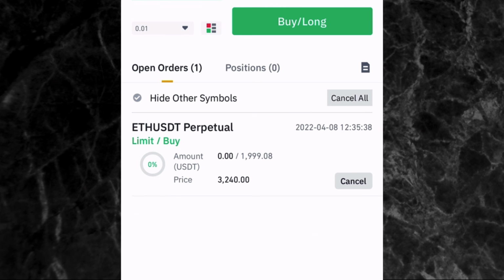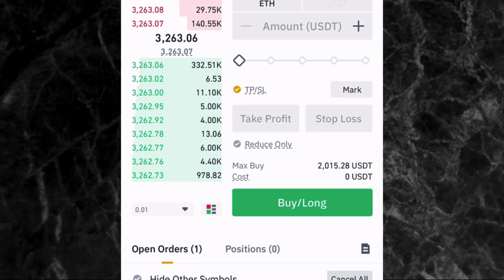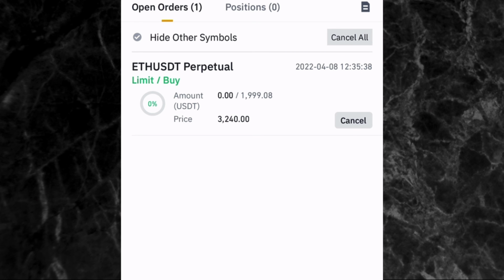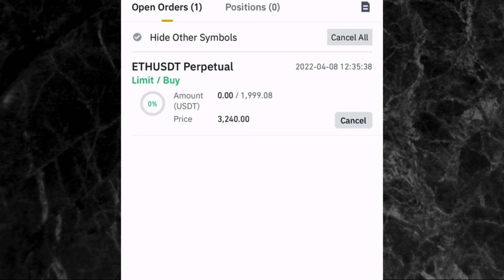Now, if you scroll down here, you're going to see that the trade is under open order. The reason why it's under open order is because the price has not reached the price we want to enter the trade. The price of ETH right now is $3,360, but we said we want to enter once we get to $3,240. So once the price of ETH goes down to $3,240, we have entered the trade, and then you will now see your order under position. You can see where you have position here. That is where you now see your order. So you can see there's no position right now. Once this trade is open, you're going to have it under position.